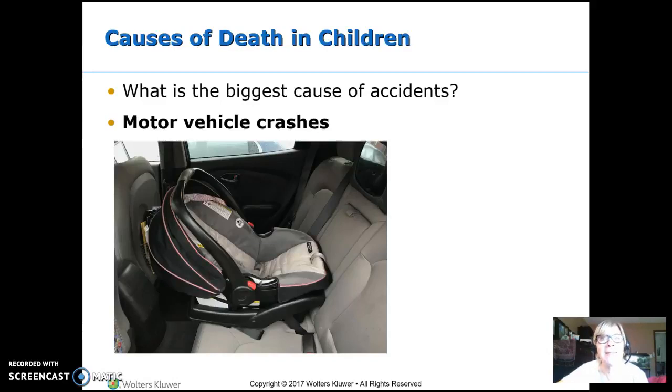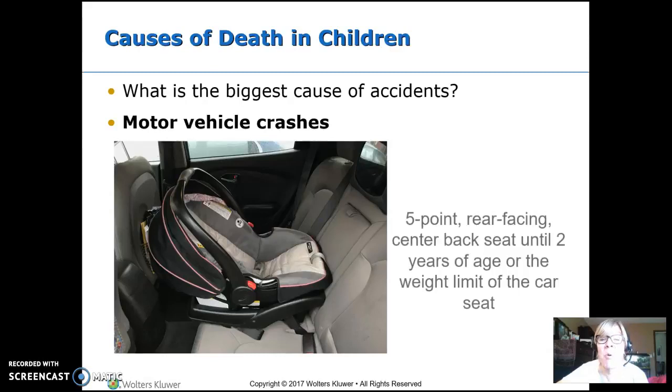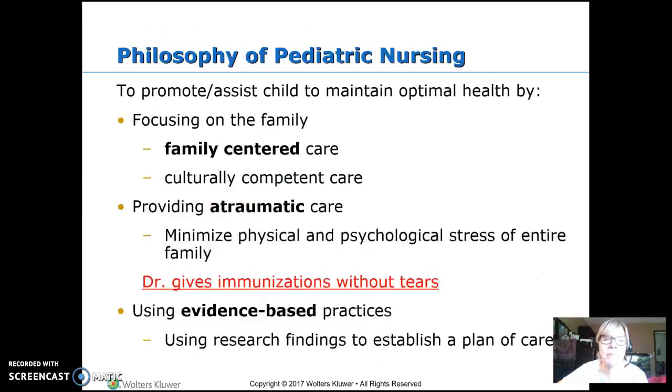So, that brings us to car safety. We want children in a 5-point rear-facing car seat in the center back seat until they're 2 years of age, or if they surpass the weight limit for that car seat, then it can be turned around, but preferably keeping them in the back seat, rear-facing, till 2 years of age.